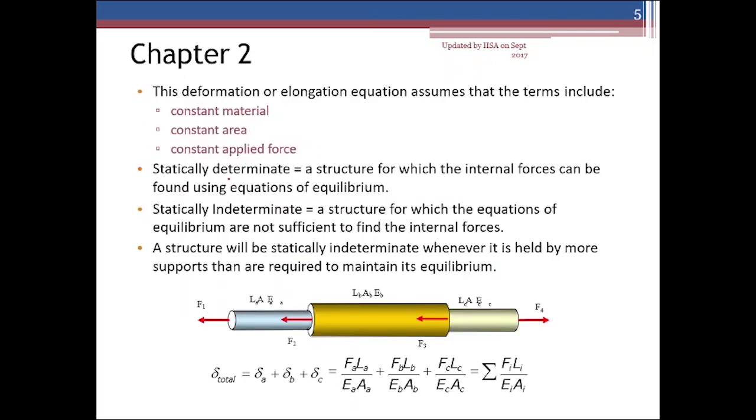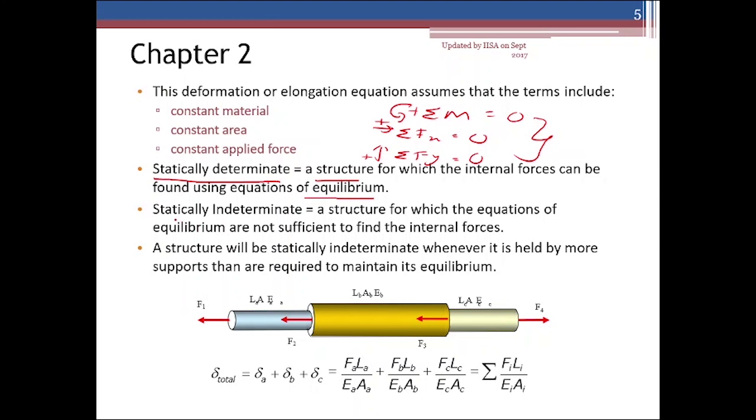So what is statically determinate? A statically determinate structure is one for which the internal forces can be found using the equations of equilibrium. So what are the equations of equilibrium? We have moment positive, summation of moment equal to zero, and then this direction positive, summation of Fx equal to 0, and upward positive, summation of Fy equal to 0. This is the static equilibrium equation. If we can solve the unknowns using the static equilibrium equations, it is a statically determinate structure.